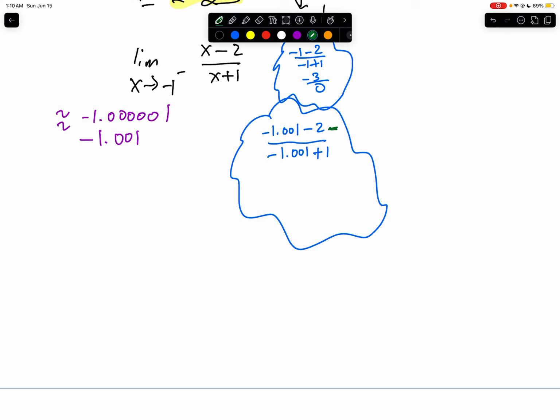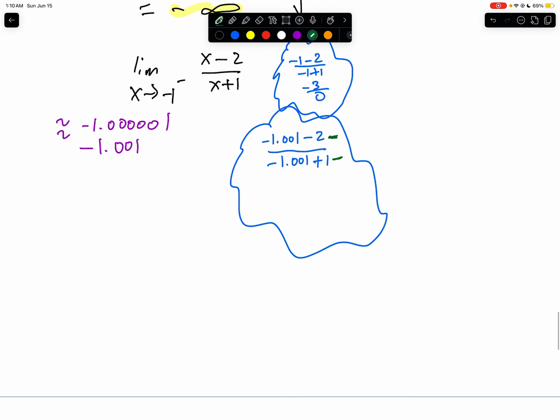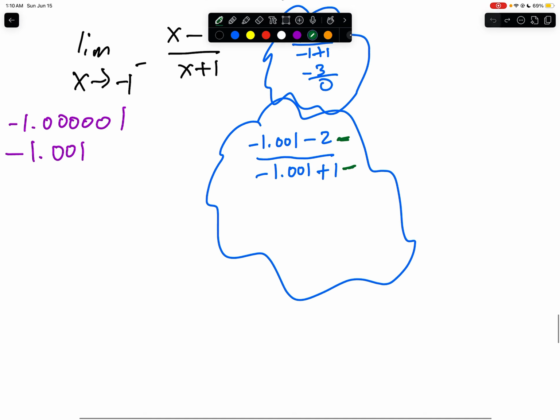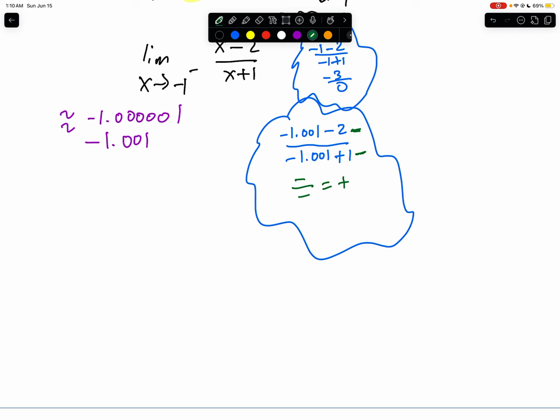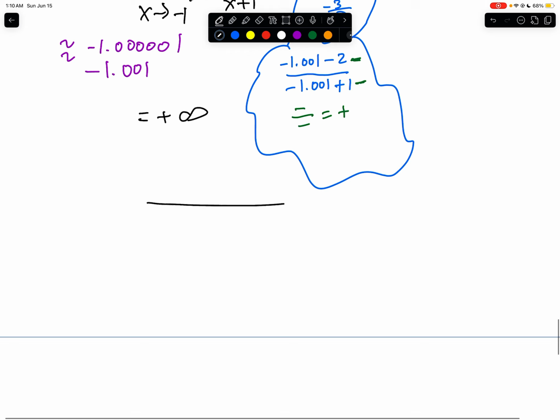And in the denominator, it's also going to be a negative value. Technically, -1 would give 0, but this is really close to -1, so it's a really small negative value. And so we know that negative over negative is going to be positive. Because of this, this is going to yield positive infinity. So once again, it's a rational function, but at -1, with our vertical asymptote, it's going to go to positive infinity.